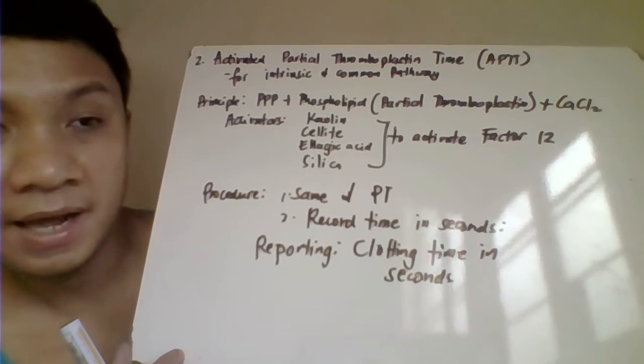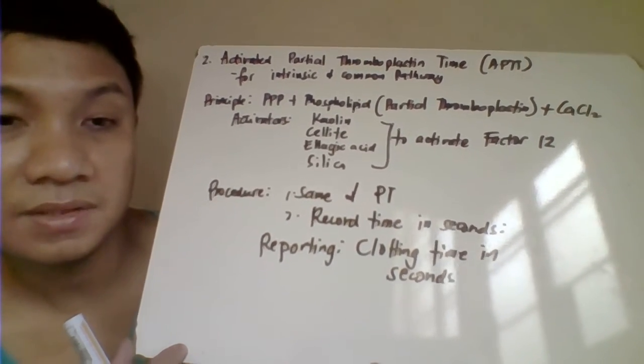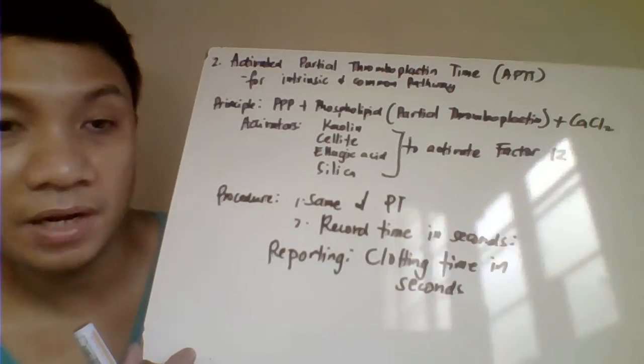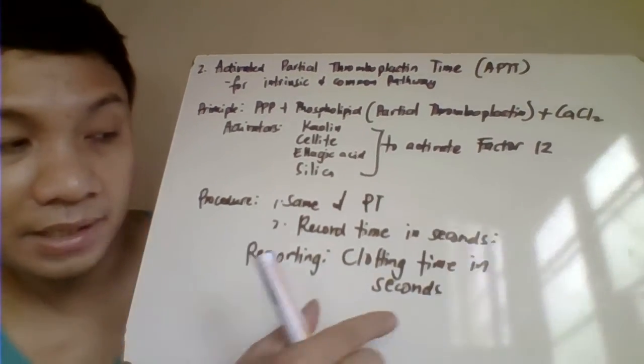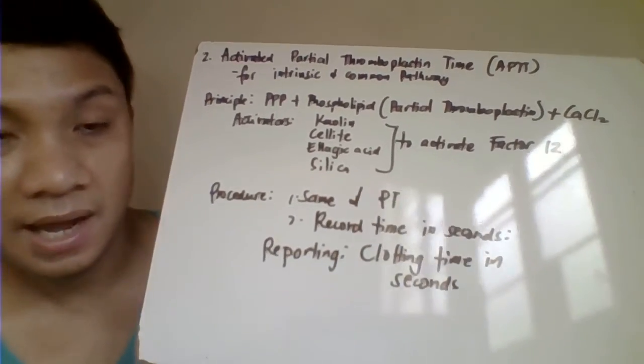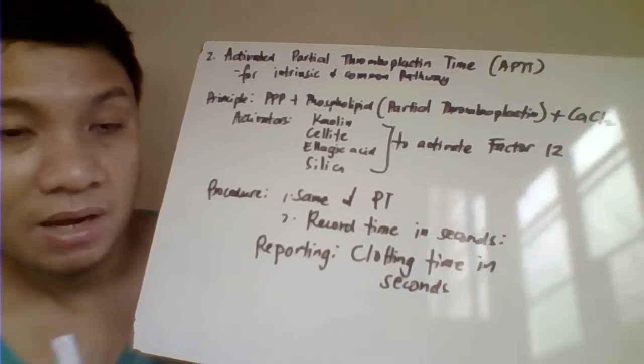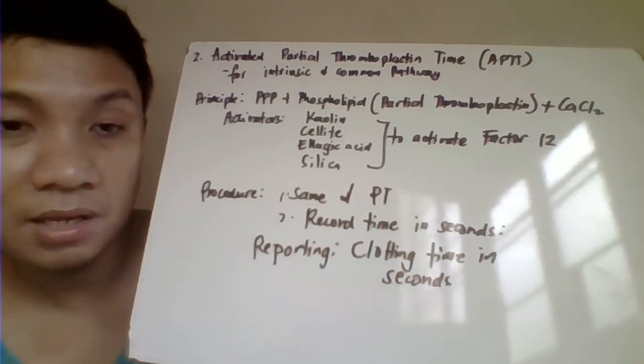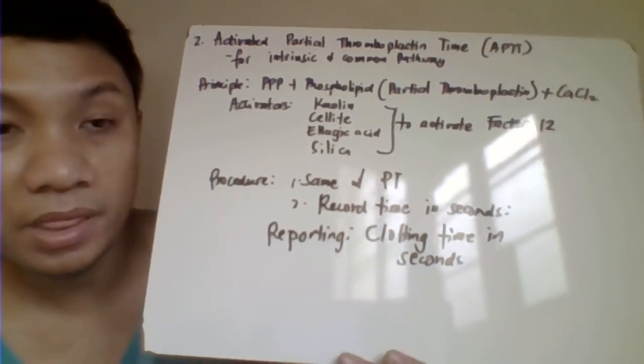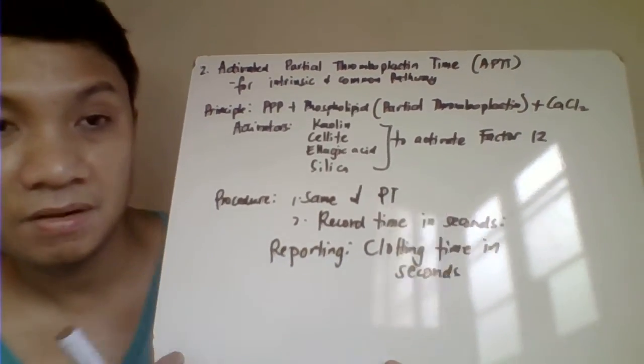So, you add the reagent, then start the timer as soon as you add calcium chloride and record the clotting time in seconds. The report of the result here with your APTT is only the clotting time in seconds. There is no percent activity, and no INR result, compared with our prothrombin time. Okay, so thank you.